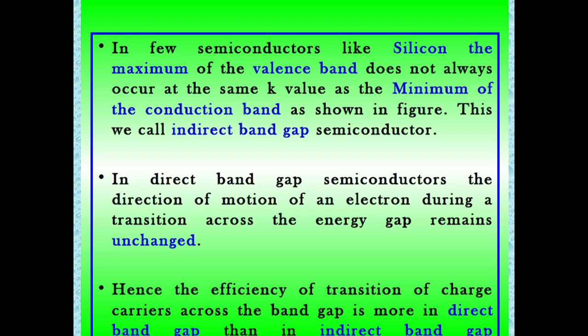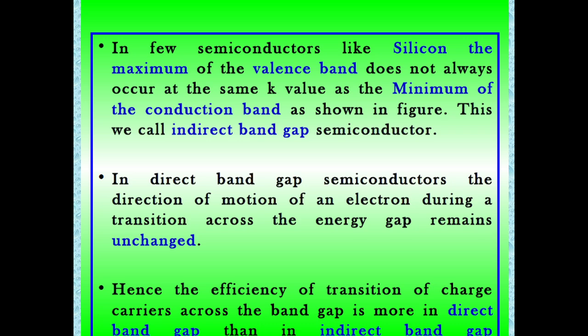In a few semiconductors like silicon, the maximum of the valence band does not always occur at the same K value as the minimum of the conduction band, as shown in the figure. This we call an indirect band gap semiconductor. Once again, in a few semiconductors like silicon, the maximum of the valence band does not always occur at the same K value as the minimum of the conduction band. This we call an indirect band gap semiconductor.